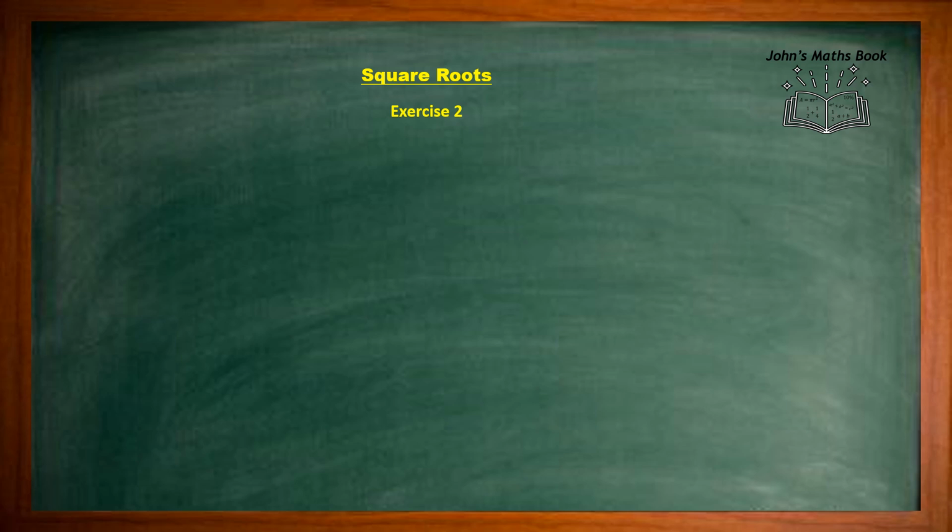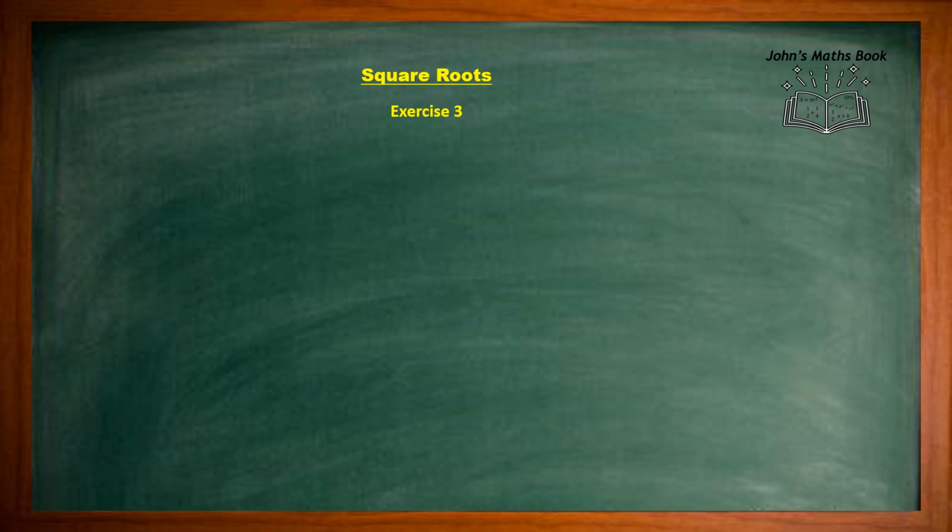So for exercise number 2, let's calculate the square root of 81. So pause the video now and see if you can work out the correct answer. So let's take a look at the answer. So again, 81 is a perfect square. So it's 9 times 9 equals 81. So the square root of 81 is either 9 times 9 or minus 9 times minus 9, which is also equal to 81. So the square root of 81 is plus or minus 9.